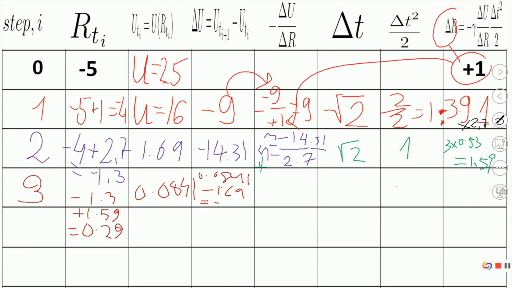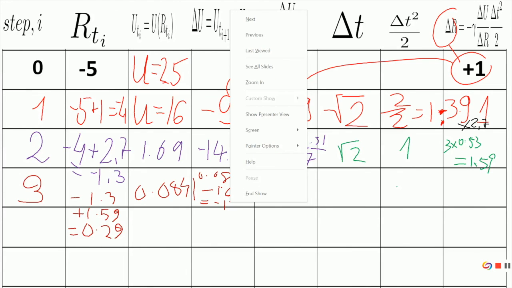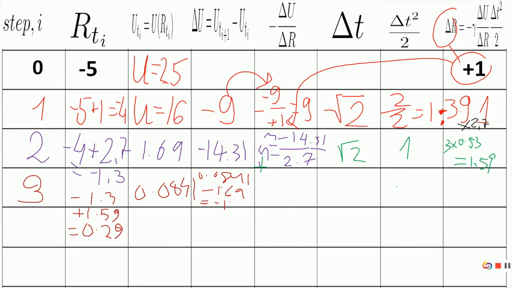Which one? 0.0841 minus minus 1.6059. That gives 0.6059. Okay. Correct. Yeah, thank you.